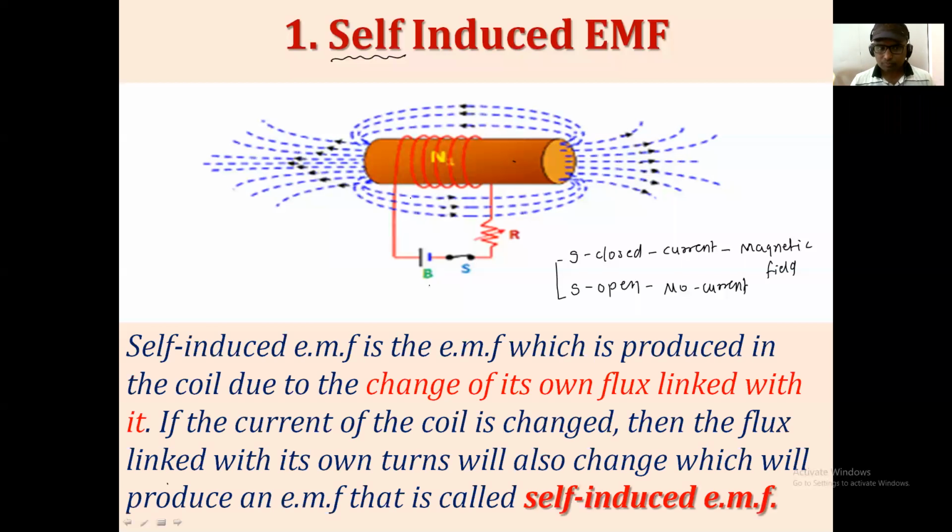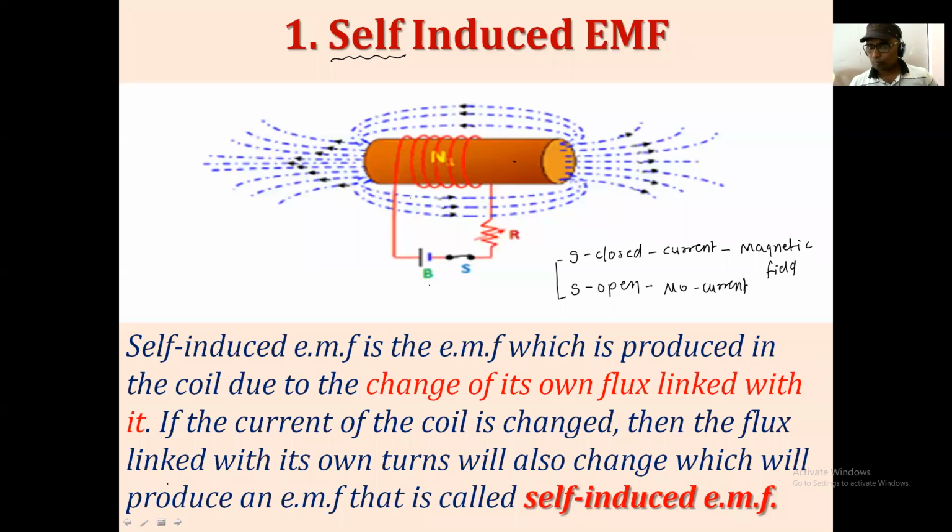Try to read it. The self-induced EMF is the EMF which is produced in the coil due to change in its own flux linked with it. If the current of the coil is changed, then the flux linked with its own turns will also change, which will produce an EMF that is called a self-induced EMF. Is it that clear? Yes or no? Yes, sir.